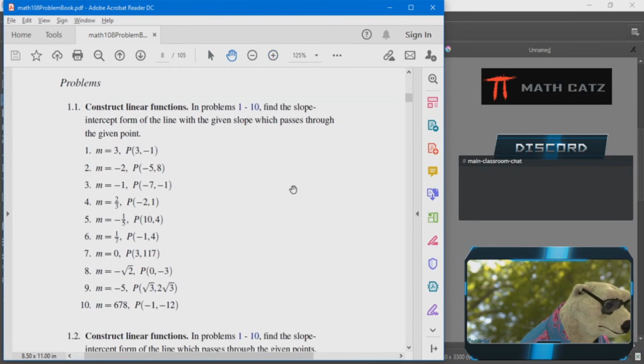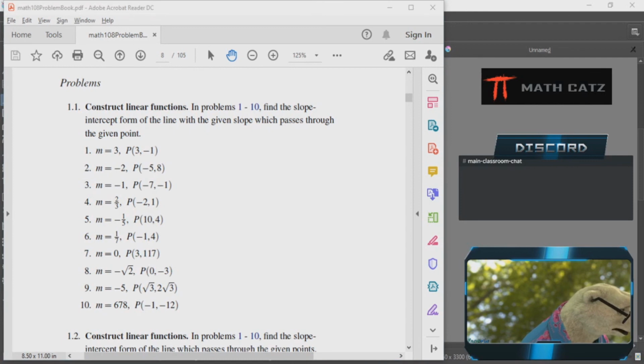Okay. So we want to construct the linear function, and the linear function is necessarily going to be the slope-intercept form. It says to find the slope-intercept form of the line with the given slope, and it passes through the given point. So let's do it.